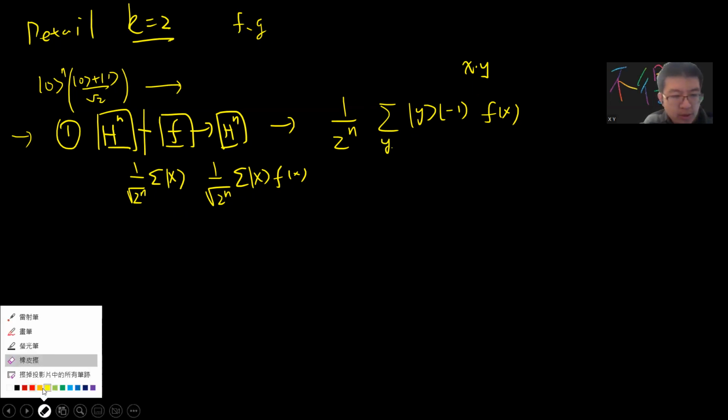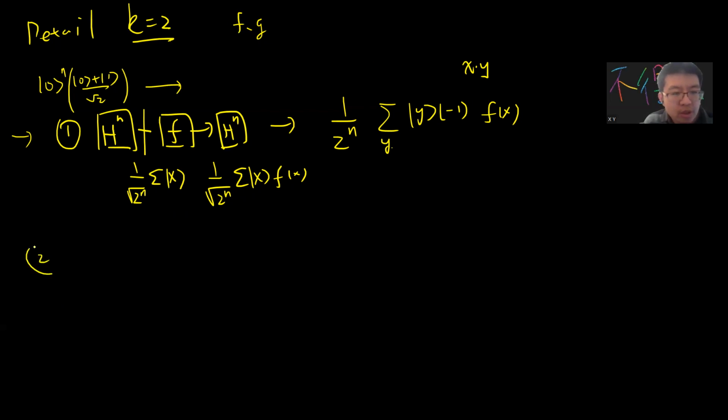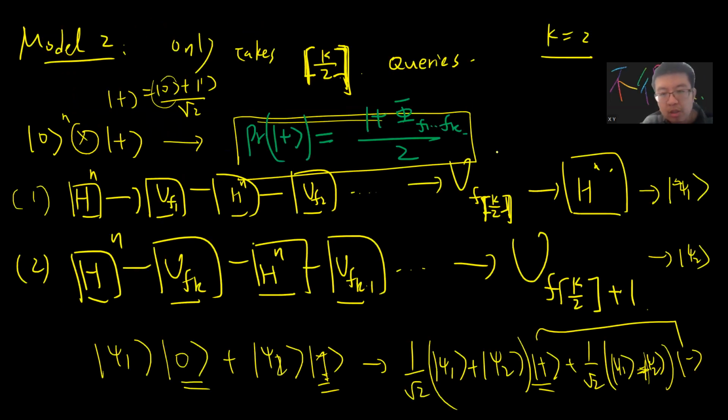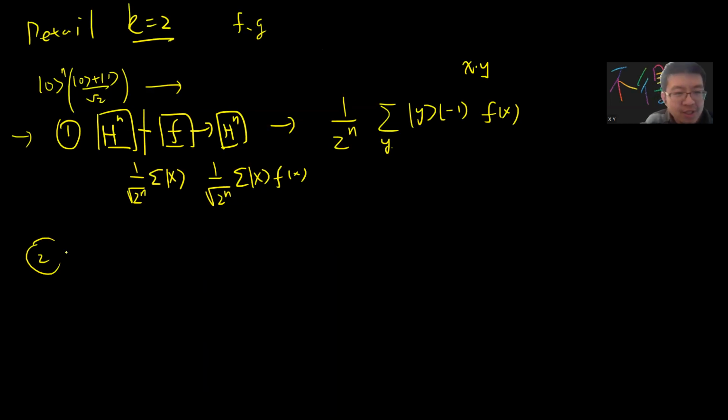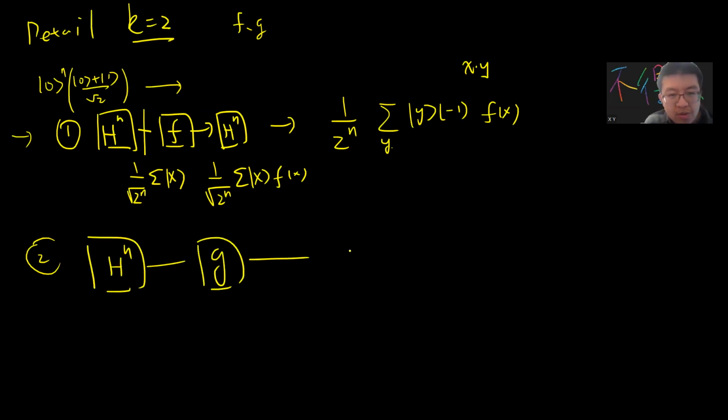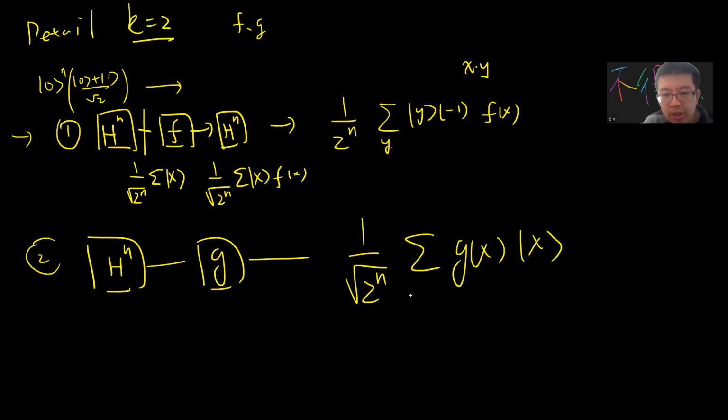Okay, so how about my second part? My second part will get h to the n and the g. That's it. Okay, so the second part is h to the n and the g. So obviously this is 1 over square root of 2 to the n summation of x, g of x. Oh, by the way, I think I made a mistake on this, because there's still an x here. Okay, so yeah, this is our state.